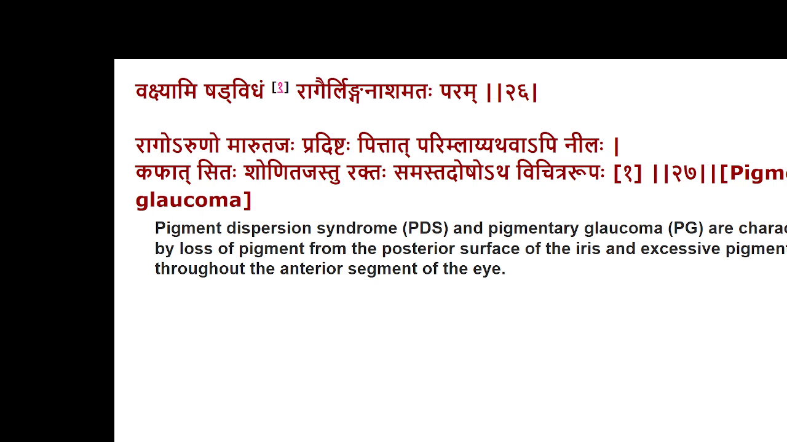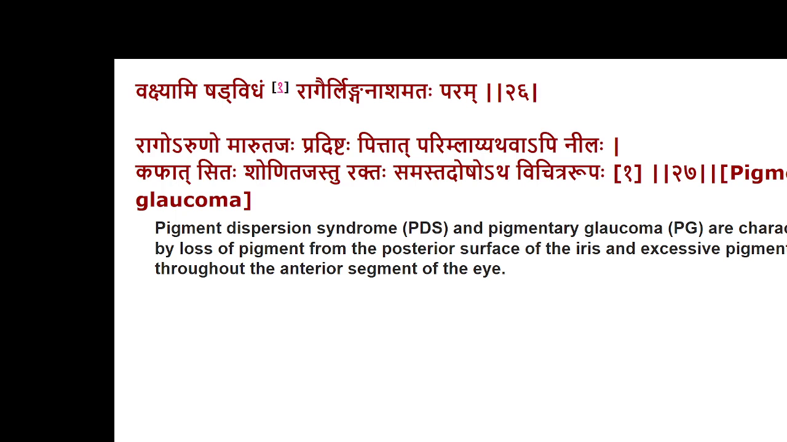When the vision area has a reddish color, it may be marjaya. Pittat parimlai: in the pittaja, the parimlai lakshana can be seen, as well as a bluish color. Parimlai lakshana we have discussed already in the previous issue. Or kafarchitaha, the kafaja variety, it could be whitish. Shonjas could be bright red in raktaja. Samastu dosho vichitra rupah: in the tridosha, there will be multiple colors.